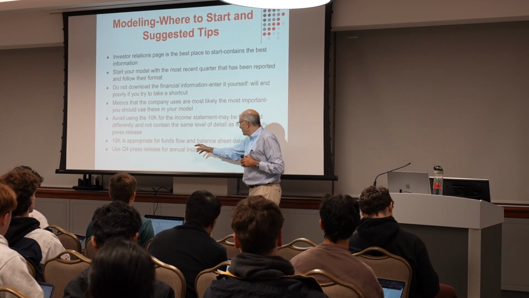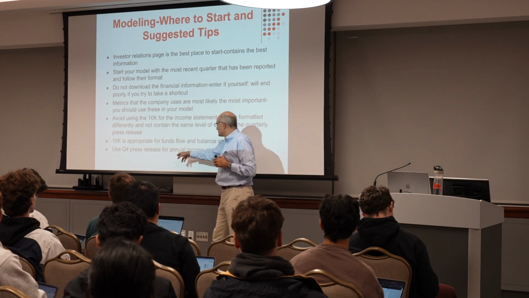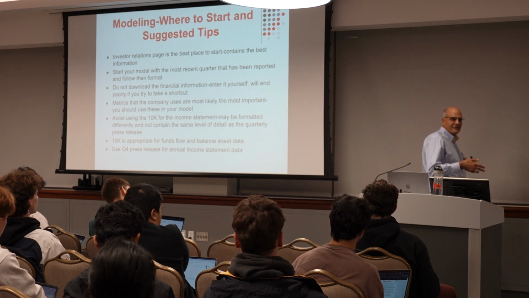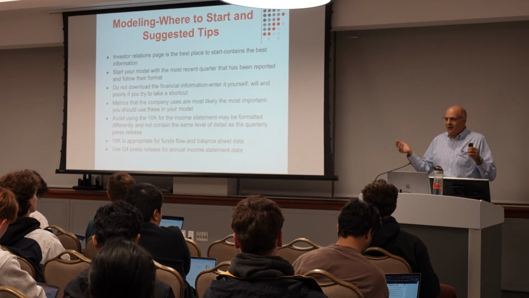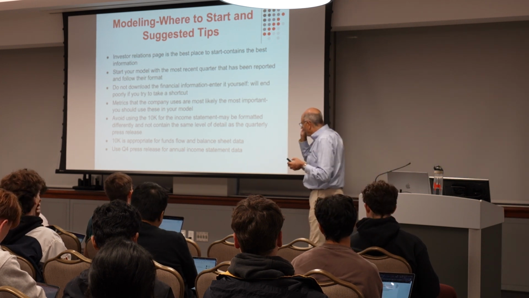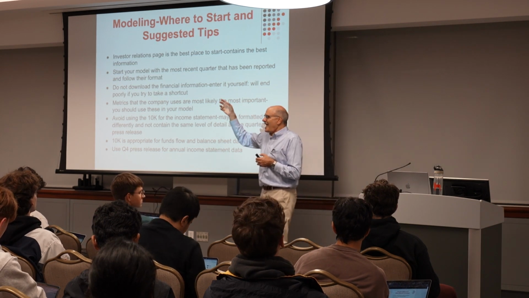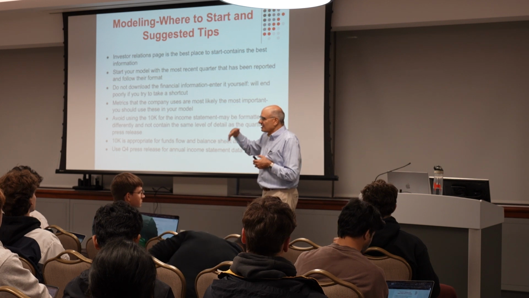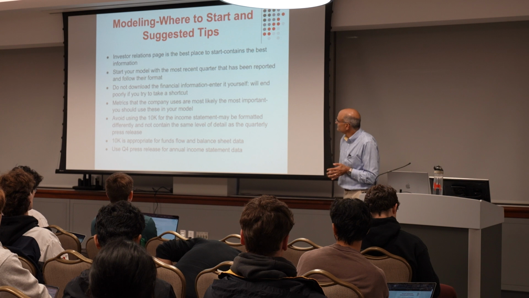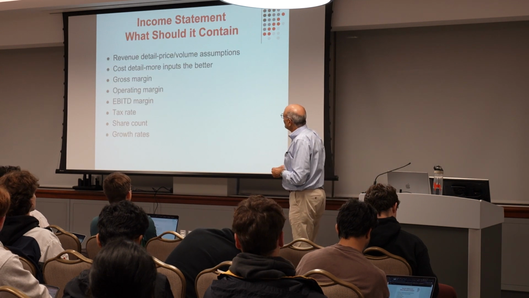The 10K is appropriate for the funds flow and balance sheet, and use the Q4 press release for each year for the annual income statement, because it's going to contain more information, all right? So I like to always go to the company's quarterly press release for all of the information. Q1, Q2, Q3, Q4, and then use the annual information which they are required to report at the end of Q4 for the annual income statement. This right here will save you a lot of aggravation and wasted time.